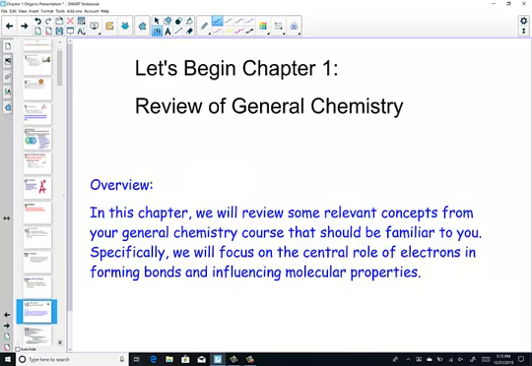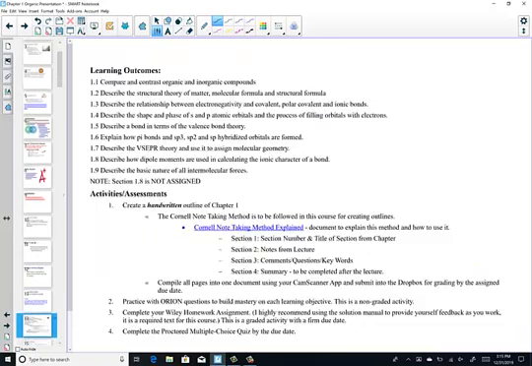So let's go ahead and take a quick peek at those learning objectives. I'm just going to slide that forward here and take a look at our learning objectives. And I know that this is small, but that's okay because I just pulled them from your e-learning site. We need to compare and contrast organic and inorganic compounds. You'll describe the structural theory of matter, a molecular formula, and compare it to a structural formula. You'll compare ionic bonds with polar covalent bonds and nonpolar covalent bonds based on electronegativity. We'll describe the shape and phases of s and p atomic orbitals and practice writing electron configurations.